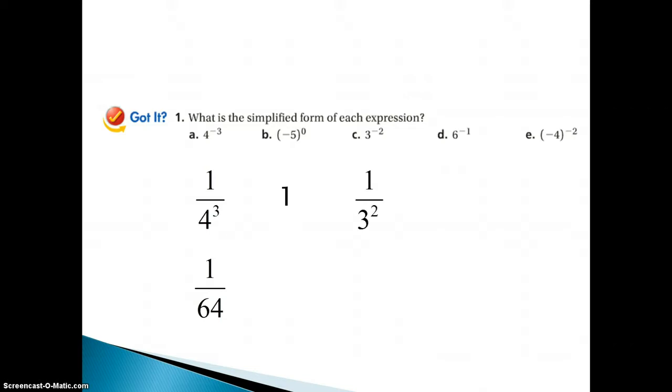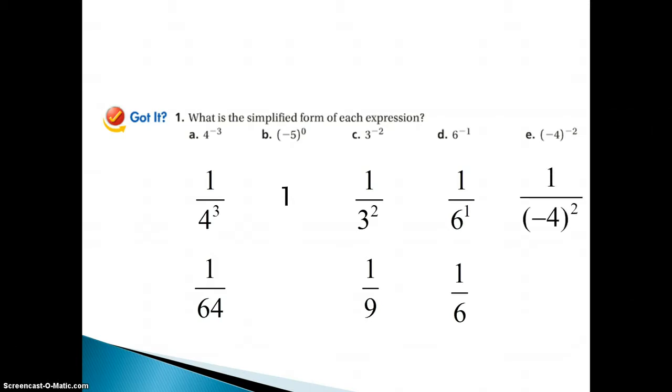1 over 3 squared, which is also 1/9. Example D, 6 to the negative first power, negative exponent, we want to make that positive. We're going to move it to the denominator, so we'd have 1 over 6 to the first power, which is just 1/6. And then example E, you have negative fourth to the negative second power.